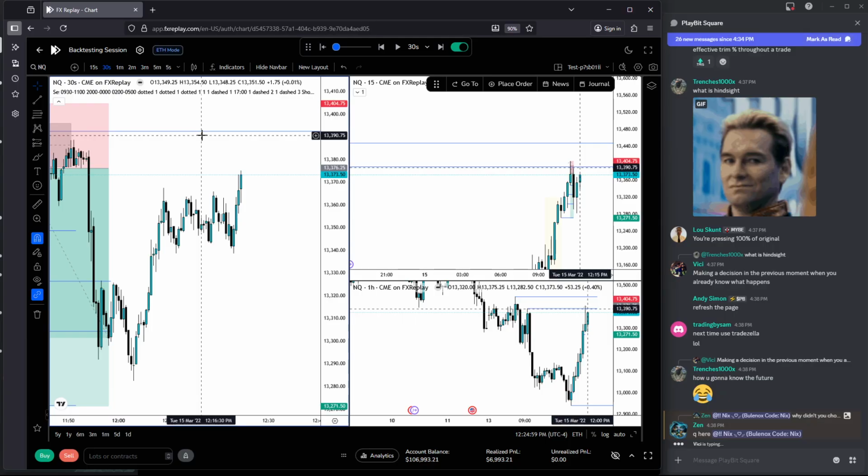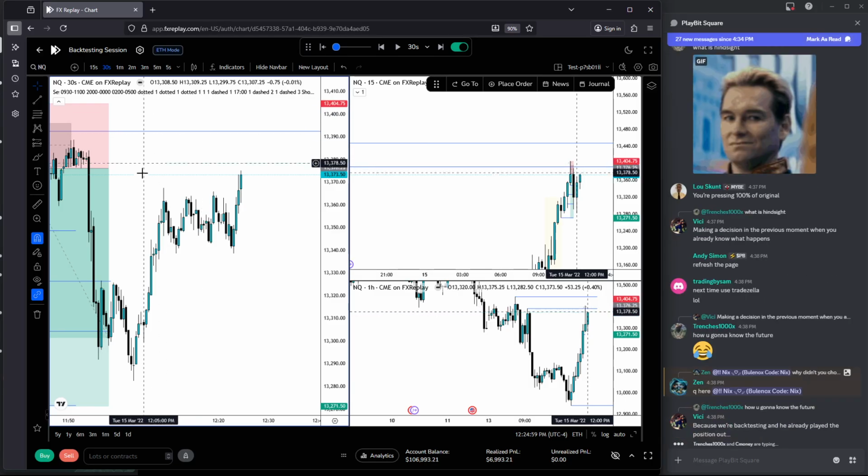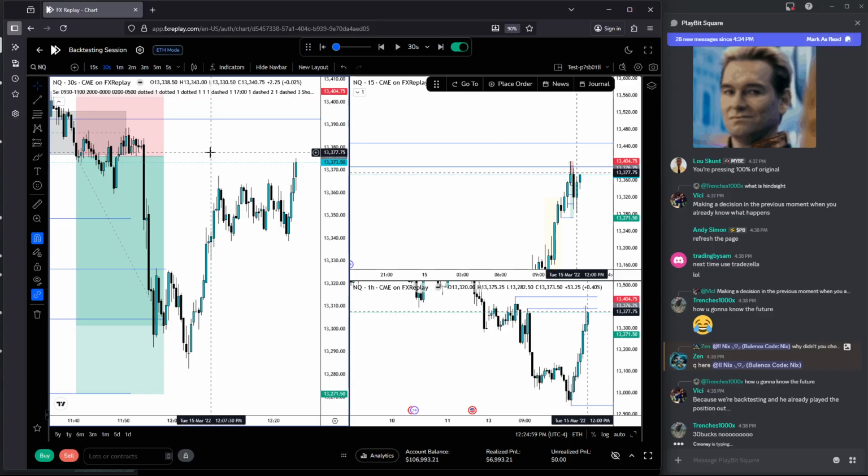What is hindsight? Hindsight is basically you make a decision when you already know what happens. So the reason why he said hindsight on that position long back is because we already know it went back up. And then, you know, we took that trade because we saw it go back. So, yeah.